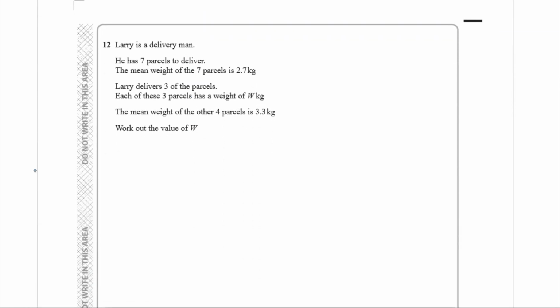Okay, Larry is a delivery man. He has 7 parcels to deliver. The mean weight of the 7 parcels is 2.7 kilos. So this is interesting here because the average weight, we can call this W with a bar on top, is 2.7 kilos. Well, what you don't know is the total weight of those parcels. And in each one of those questions, I would always encourage you to figure out what the total weight is. So we can say TW for the total weight, and that'll be 2.7 times 7.